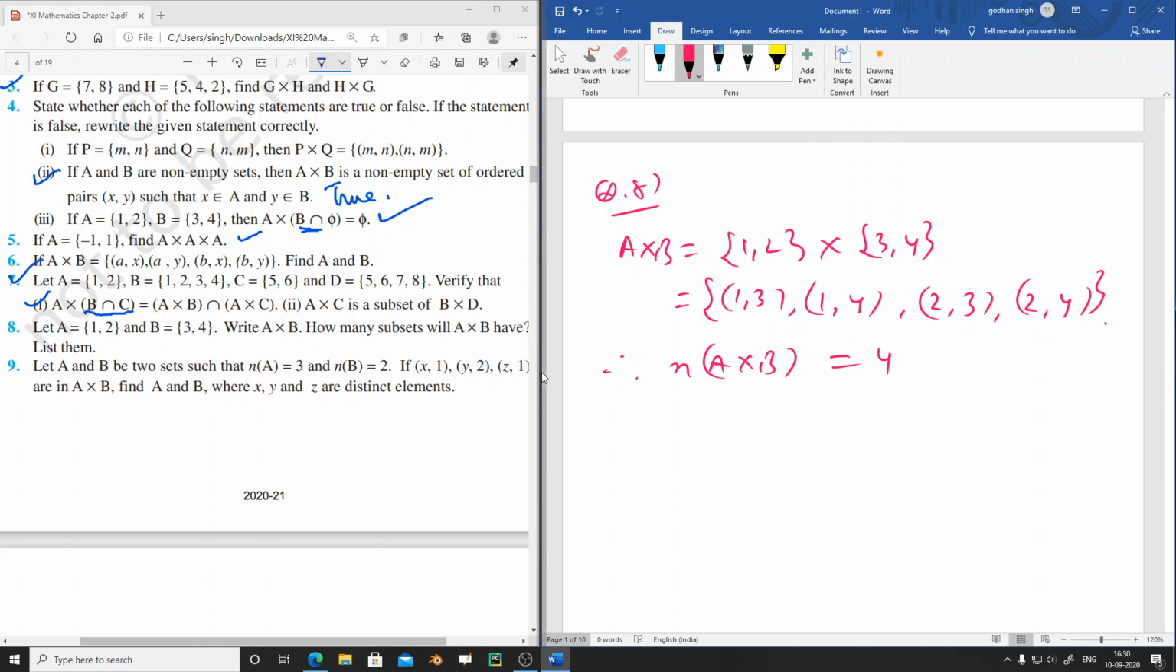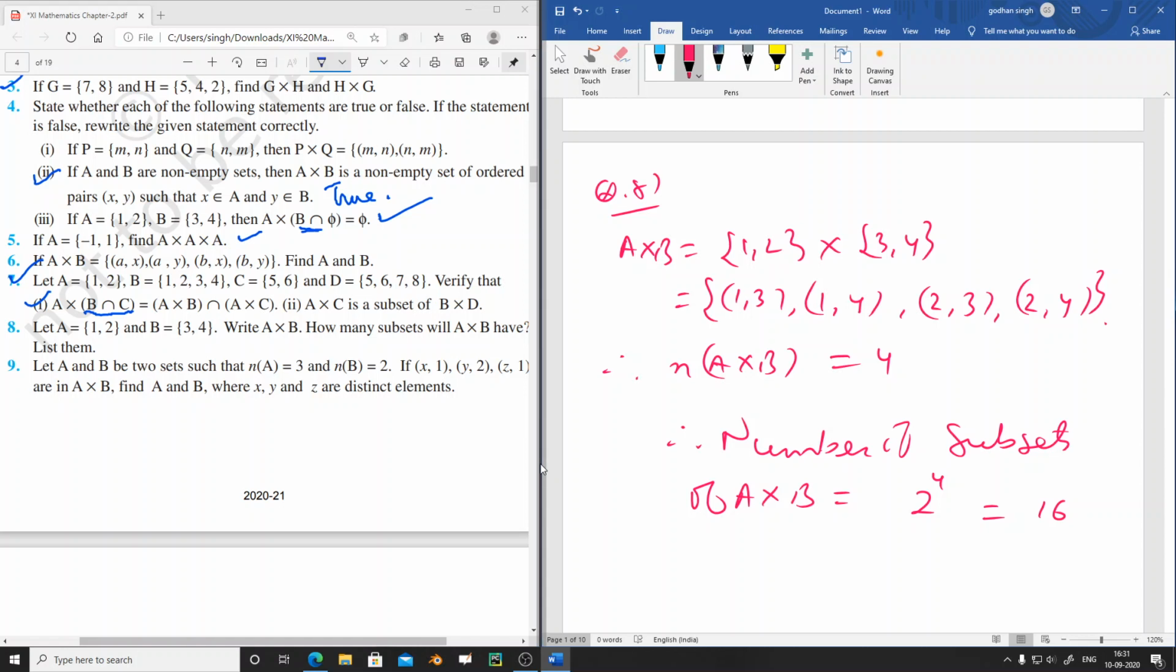We know that for any set A, the number of subsets is equal to 2 raised to n, where n is the number of elements in the set A. So therefore we can say that the number of subsets of A cross B will be equal to 2 raised to 4, and that will be equal to 16. So this is what we will get. There will be 16 subsets, and the question is to list them.